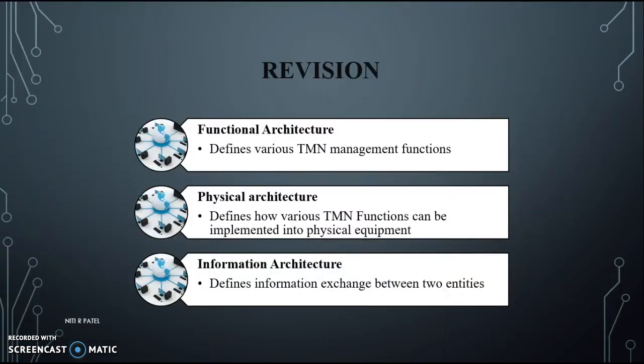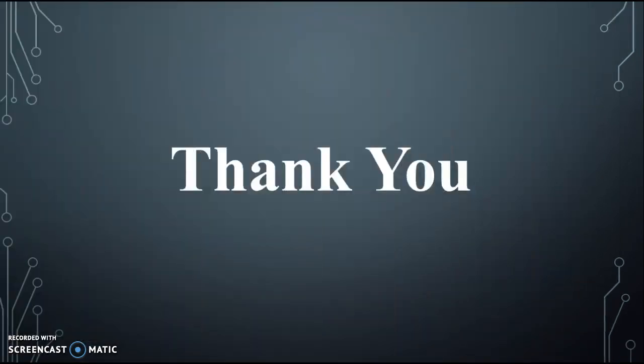So let us have a quick revision of all the different architectures of TMN. The functional architecture, which defines various TMN management functions via the five submodules. Those were the workstation module, the operation system module, the queue adapter module, the network element module, then the physical architecture, which defines how various TMN functions can be implemented into the physical equipment, and last, the information architecture, which defines how the information can be exchanged between the two entities. Thank you.